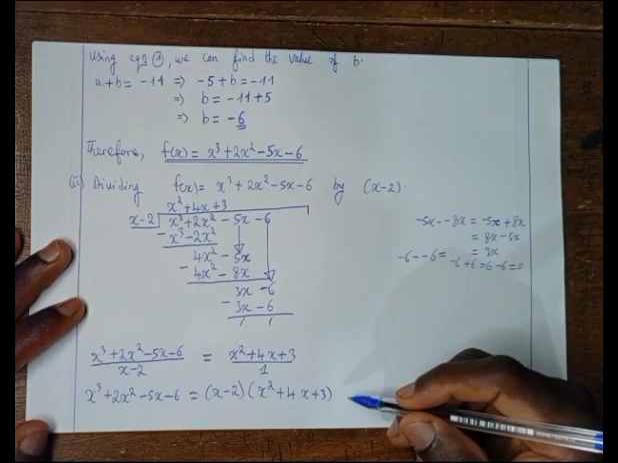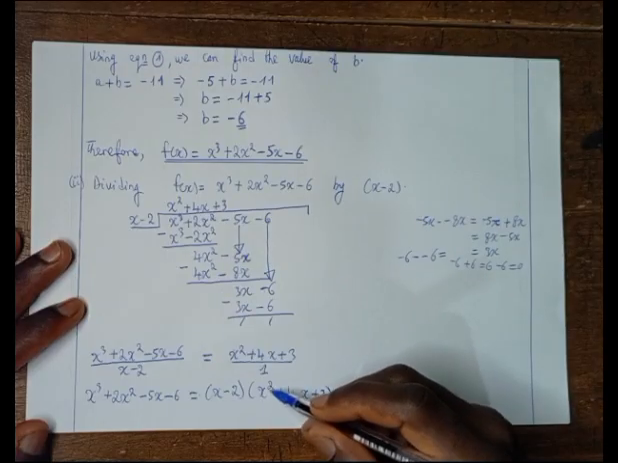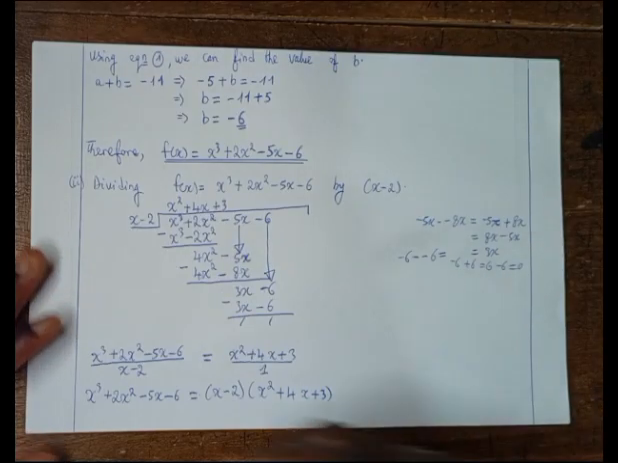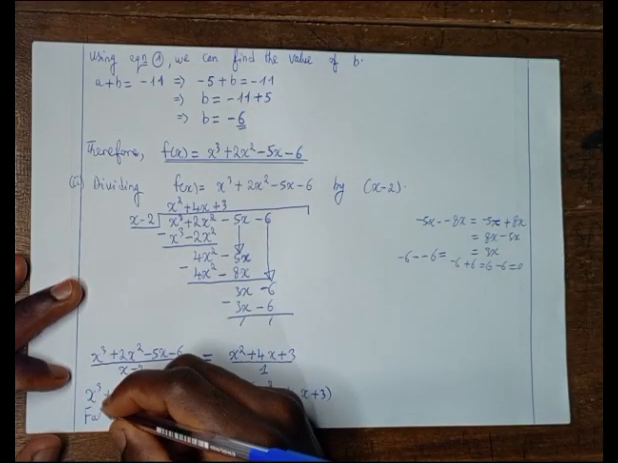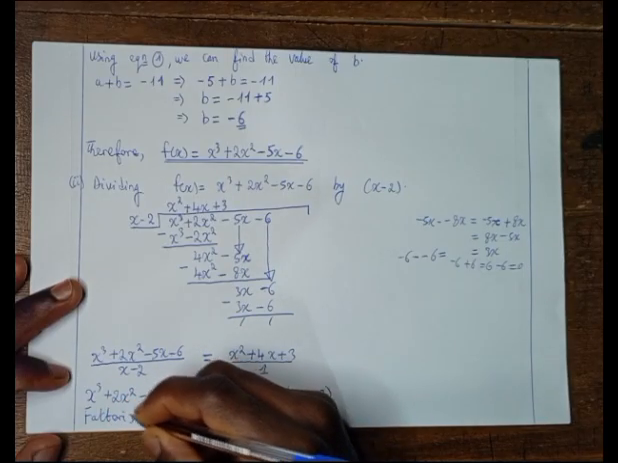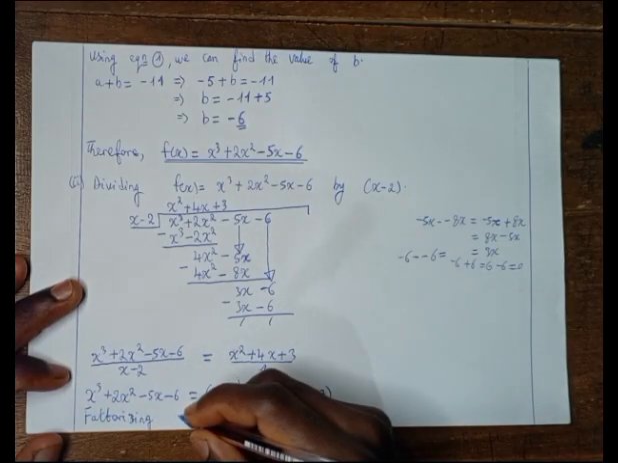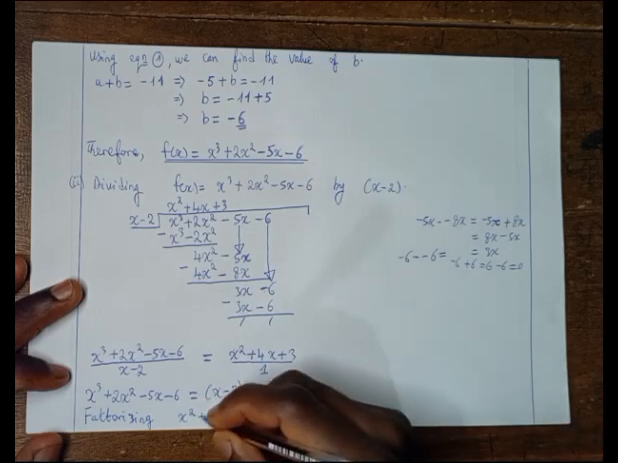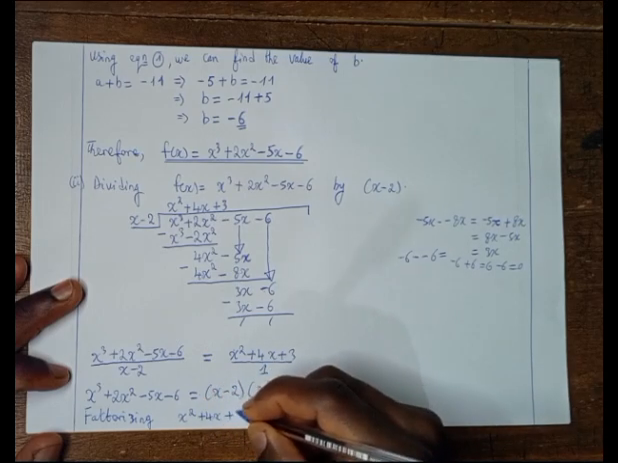Now we are going to factorize the quadratic expression x squared plus 4x plus 3. Factorizing x squared plus 4x plus 3.